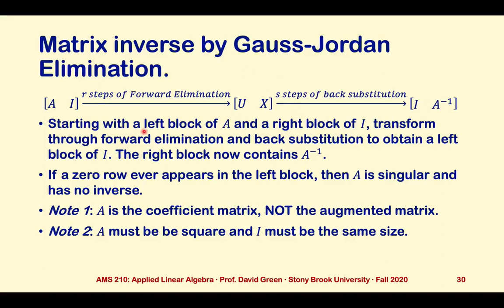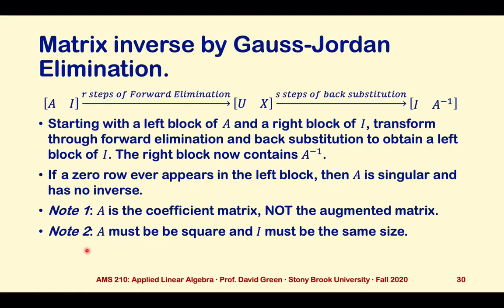All right? There are some checks we can make along the way. If a 0 row ever appears in this left-hand block during this process, that means we're not going to end up with I because we have a 0 row in there. As soon as that happens, we can recognize that A must be singular and has no inverse. We can stop at that point. There's no point in continuing if we know there's no inverse.